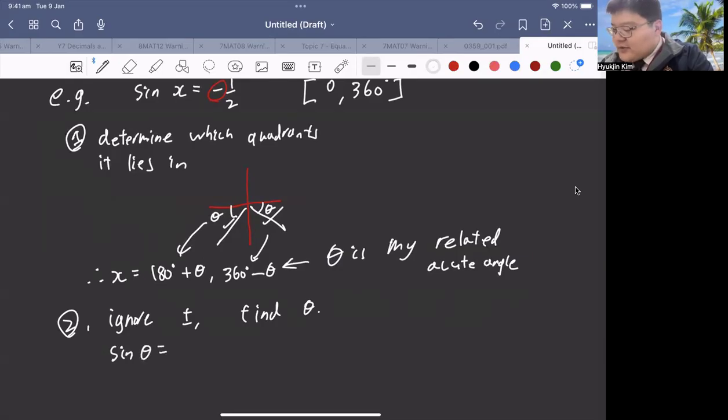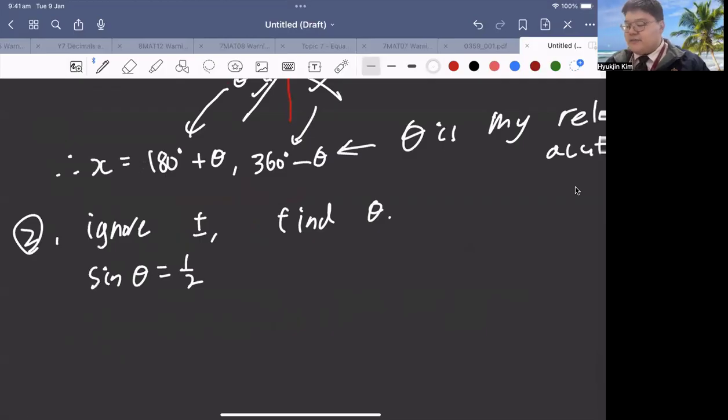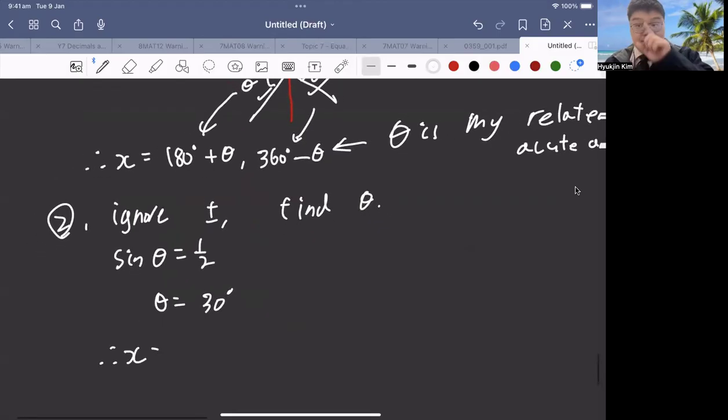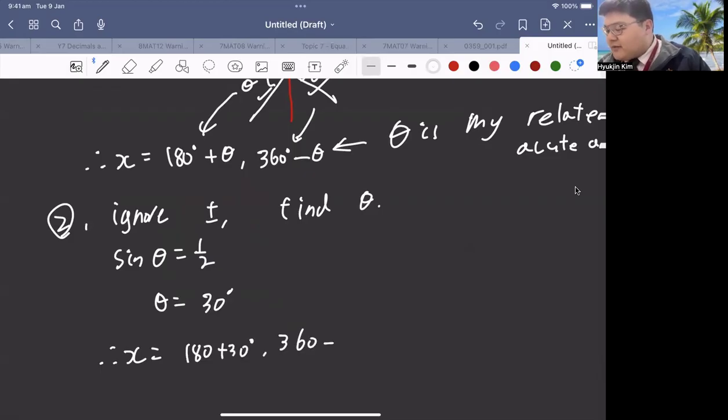Sine theta equals half. Notice how I just ignored the negative because I'm trying to find a related angle for it. So sine theta equals half. This means theta equals, if you don't remember the exact values, that's fine, it's 30 degrees. Therefore, x, the real solution to the equation, will be 180 plus 30 degrees and 360 minus 30 degrees, which is 210 and 330 degrees.